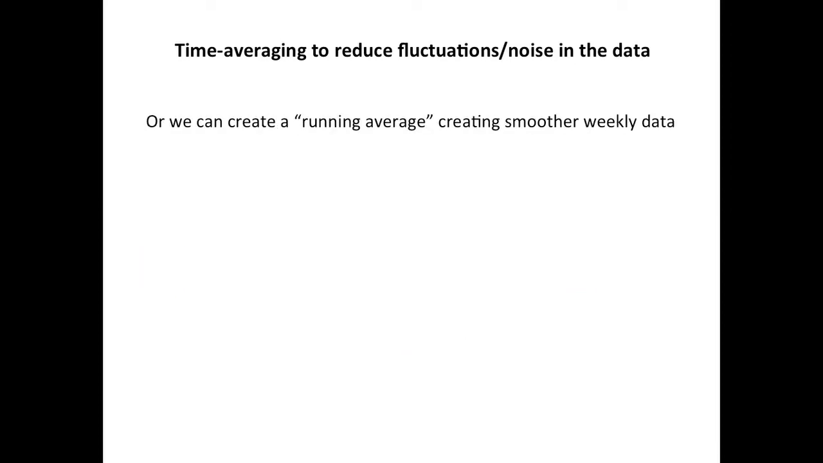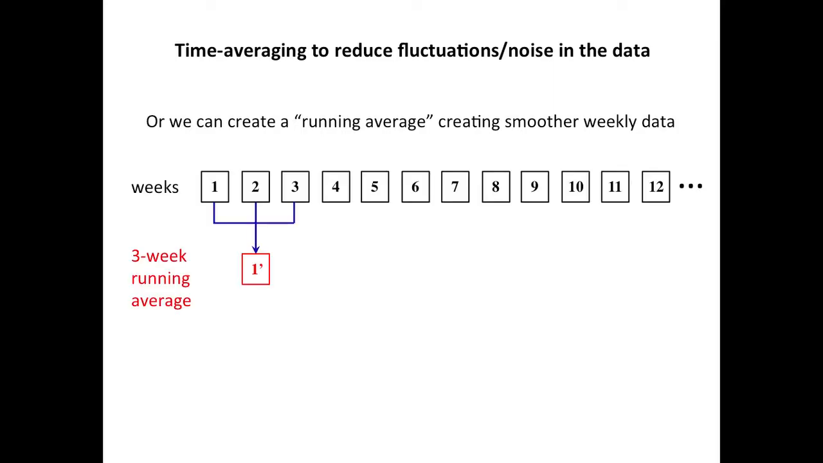Alternatively, and this is something that you see more often, particularly with COVID, a lot of websites that have COVID data use this technique, which is quite good, called a running average. This creates smoother data, but it actually keeps the weekly data points. So here are our weeks. If we're doing a 3-week running average, we take the first 3 and average those and get a data point. But now we don't skip ahead to the next block of 3. We actually choose 2, 3, and 4, and we average those and get a data point. And then we choose 3, 4, and 5, average those and get a data point.